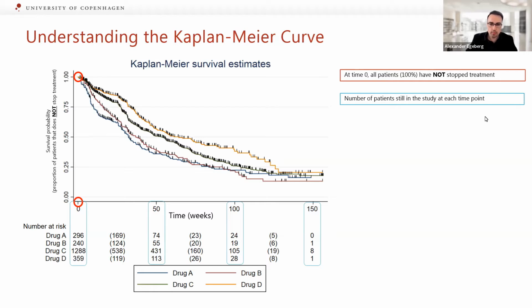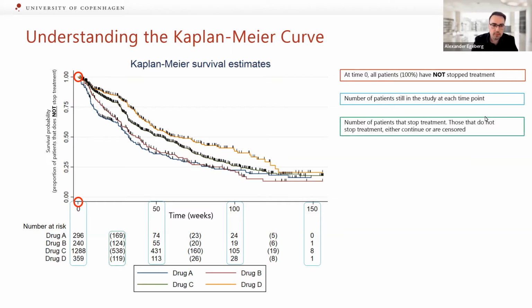Now, the more patients who are either censored or drop out of the study, the larger statistical uncertainty you will have. So if you look all the way here at 150 weeks, you can see very few patients, and you'll of course have a very big statistical uncertainty. In the middle, in the parentheses here, you can see the number of patients that stop therapy. These are the ones that we would usually consider a failure in a study like this.